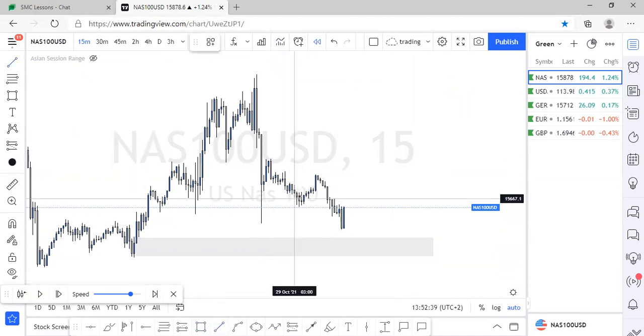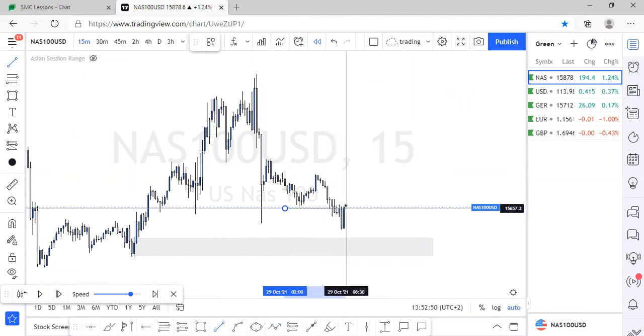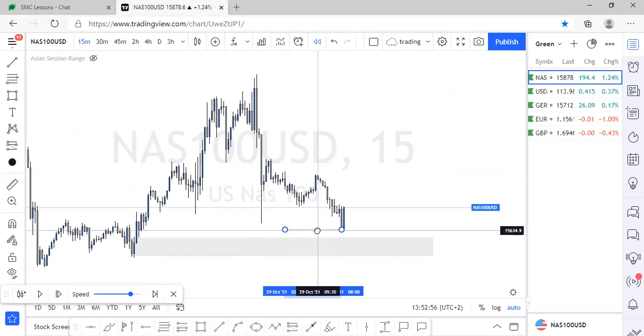So now again, let's check from 2 o'clock in the morning. From 2 o'clock in the morning, we were having this market up until what time? Okay, this is 8 o'clock. So we'll have to take our zone from there up until here. So this is the low of the Asian session.